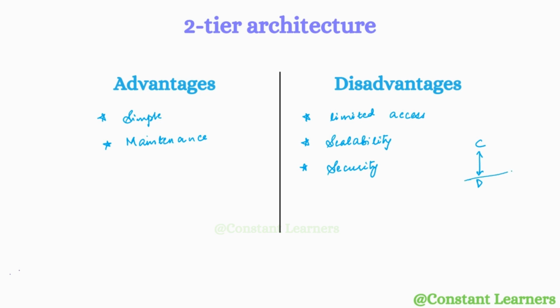Why? Because the database server has to perform the task of processing the queries, and then fetching or storing the data inside the database. Everything is being performed by the database server, and thus if multiple users are simultaneously trying to access the database, there's going to be a lot of traffic and the system is going to be very slow. So the data is not secure, there is limited access, and there is an issue of scalability. These are the disadvantages of two-tier architecture.